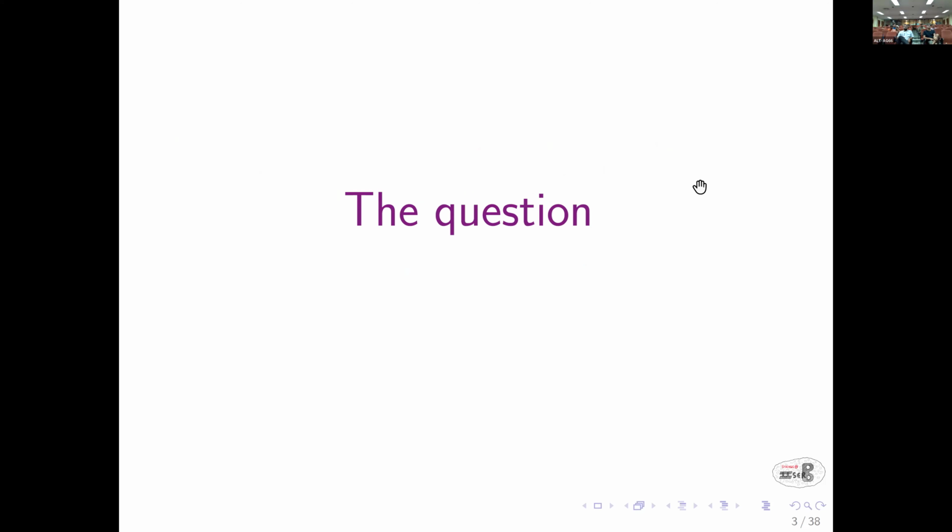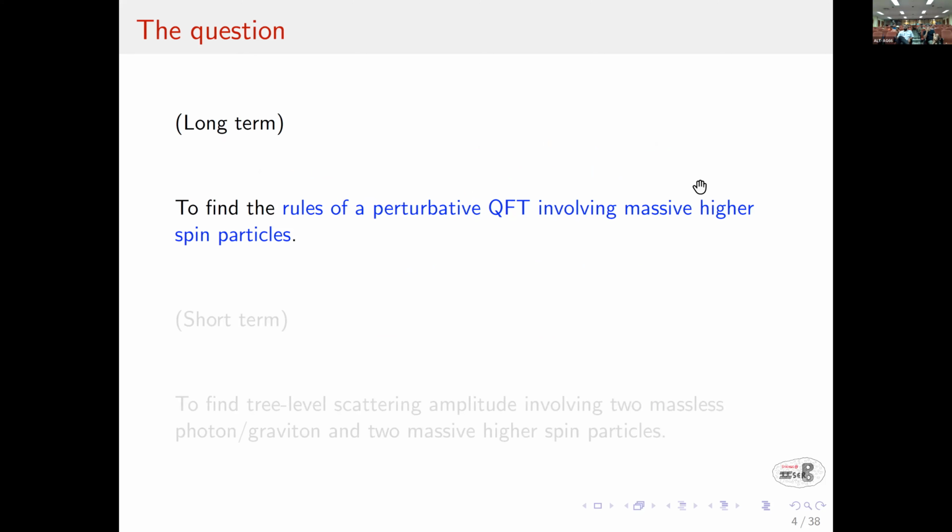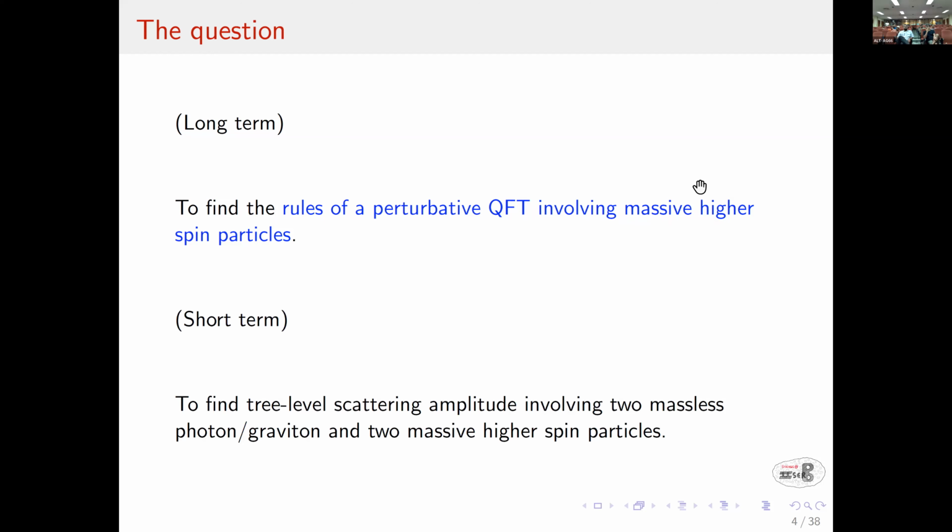So I think this audience doesn't need any introduction to this field, but let me, for completeness, start with the question that I'm trying to think about. My long-term goal is to find rules for perturbative quantum field theory involving higher spin particles. That means some sort of rules within which I can also compute loops and all that. But the short-term goal is to do something much more basic: to find the tree-level scattering amplitude involving two massless photons or gravitons and two massive higher spin particles. I'll make the question precise as we go along.